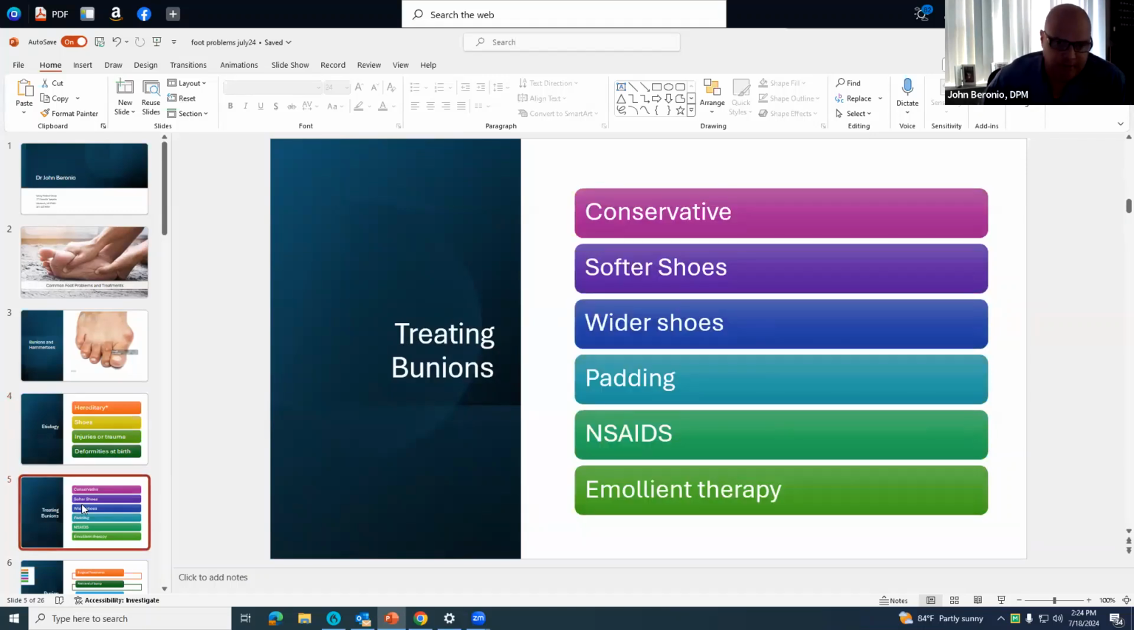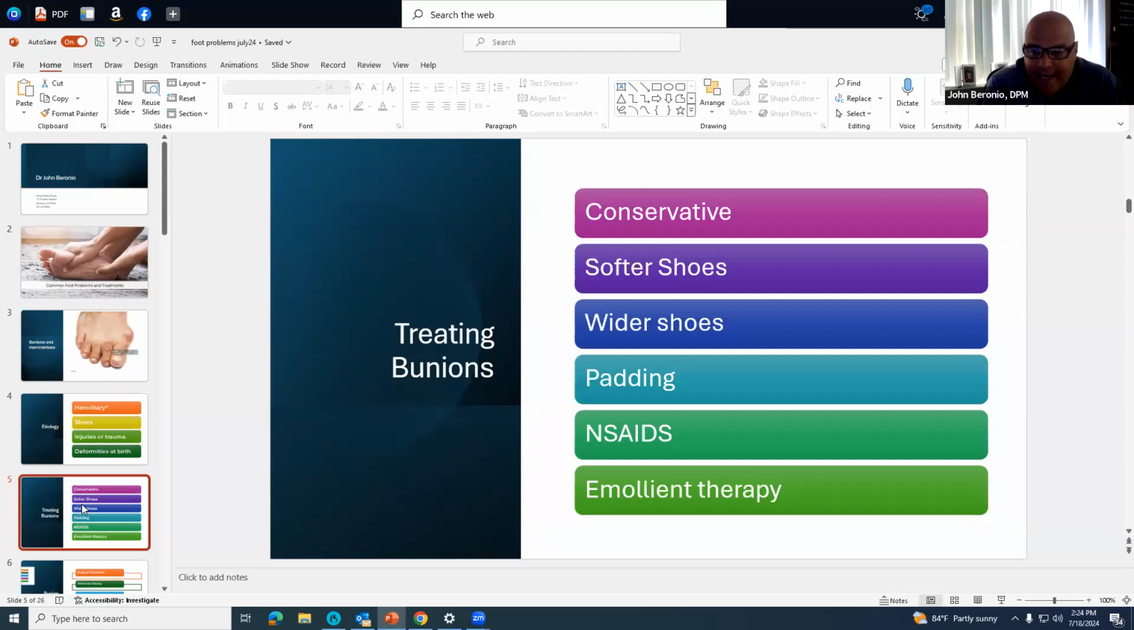So the way we treat bunions is one of two ways: conservative treatment, and that consists of basically accommodating for the deformity, not really fixing it or straightening out the toe, but you want to wear a wider, softer shoe just to allow for it. Again, because the pressure from the shoe is what's going to cause the pain. So if you have a wider shoe, or you take your shoe to be stretched by a shoemaker, it'll accommodate the deformity, make you feel better.